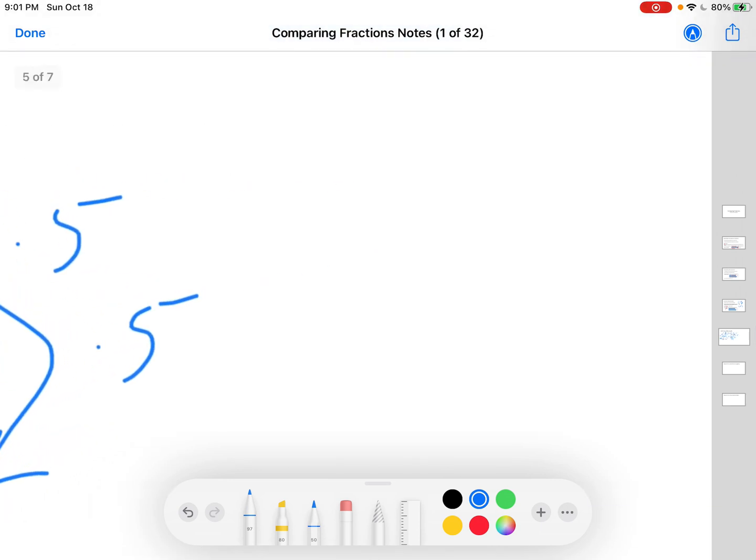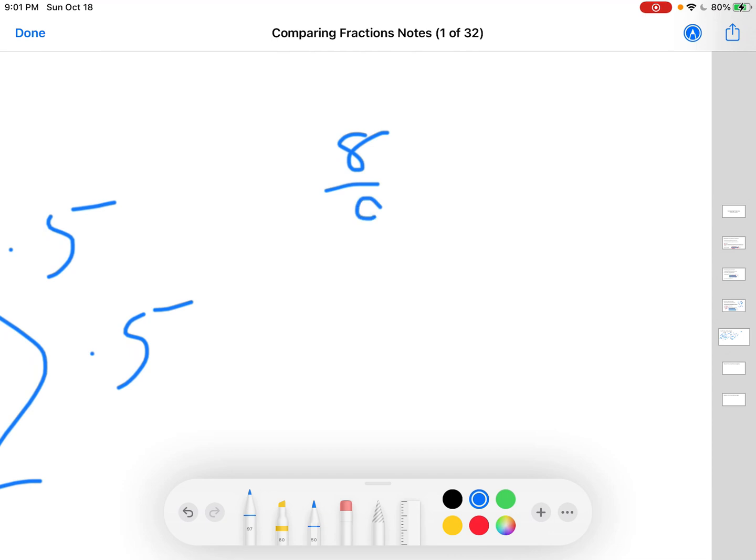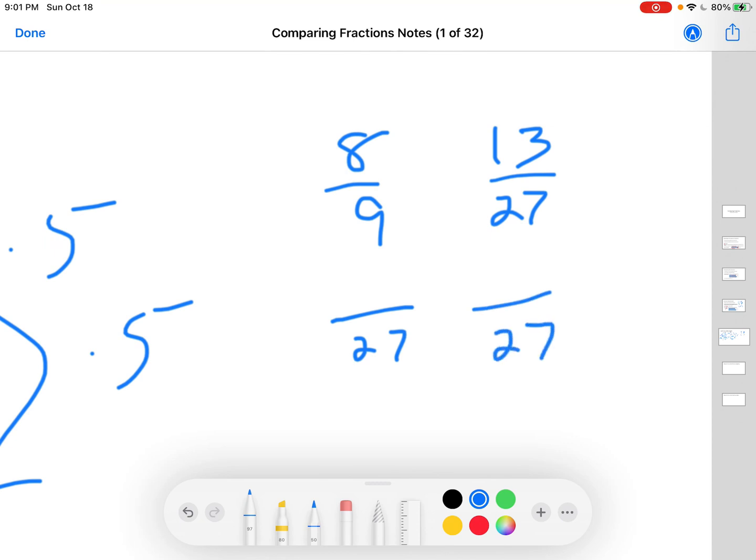Let's try another one. Let's try 8/9, and we're going to compare it with 13/27. Yep, that'll work. All right, what's our common denominator? Well, 27 is the bigger one. 9 goes into 27, so we'll use 27 as our common denominator.